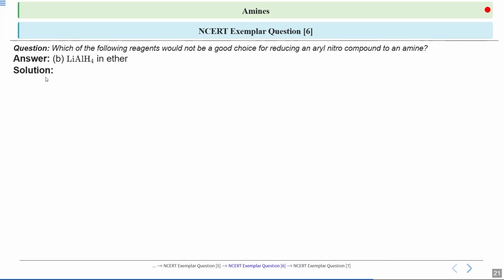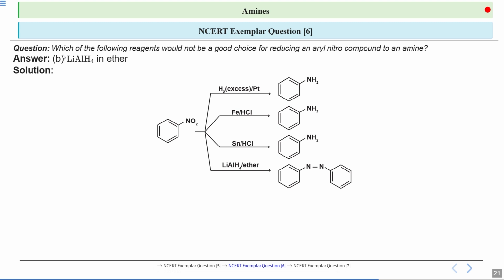If you see option number B, which is LiAlH4 in ether, it is the correct answer for this question. Let us see the solution. We have to tell which is a good choice. This compound which is given to us, when you treat it with H2 in excess in presence of platinum, you get this aniline over here. When you treat it with Fe and HCl, here also you get an aniline. And when you treat it with Sn and HCl, here also you get an aniline.